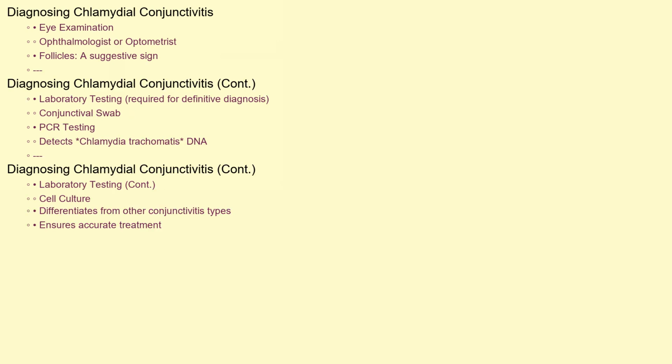How is chlamydial conjunctivitis diagnosed? Diagnosis typically involves a thorough eye examination by an ophthalmologist or optometrist. The presence of follicles is a suggestive sign. However, definitive diagnosis requires laboratory testing. This can include taking a swab of the conjunctiva and sending it for PCR testing to detect the Chlamydia trachomatis DNA, or through cell culture techniques. These tests help differentiate chlamydial conjunctivitis from other types of conjunctivitis, ensuring accurate treatment.